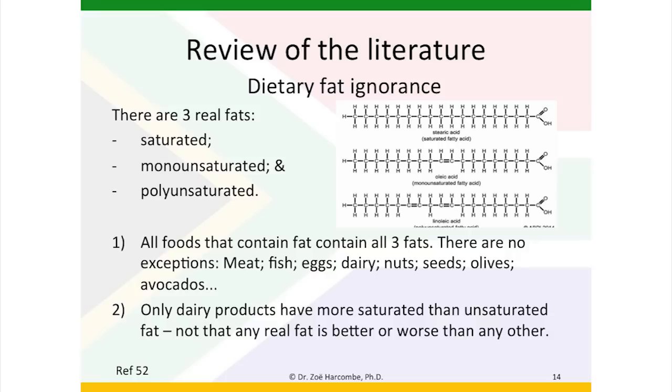And they are all real fats, and they are all found in all foods that contain fat. None of them are better or worse than any others. The only fat that human beings need to avoid is the industrially produced trans fatty acids, which are made by food manufacturers. The second interesting factoid about fat is that only one food group contains more saturated than unsaturated fat. Again, not that saturated is better or worse than unsaturated, but just to set the record straight.